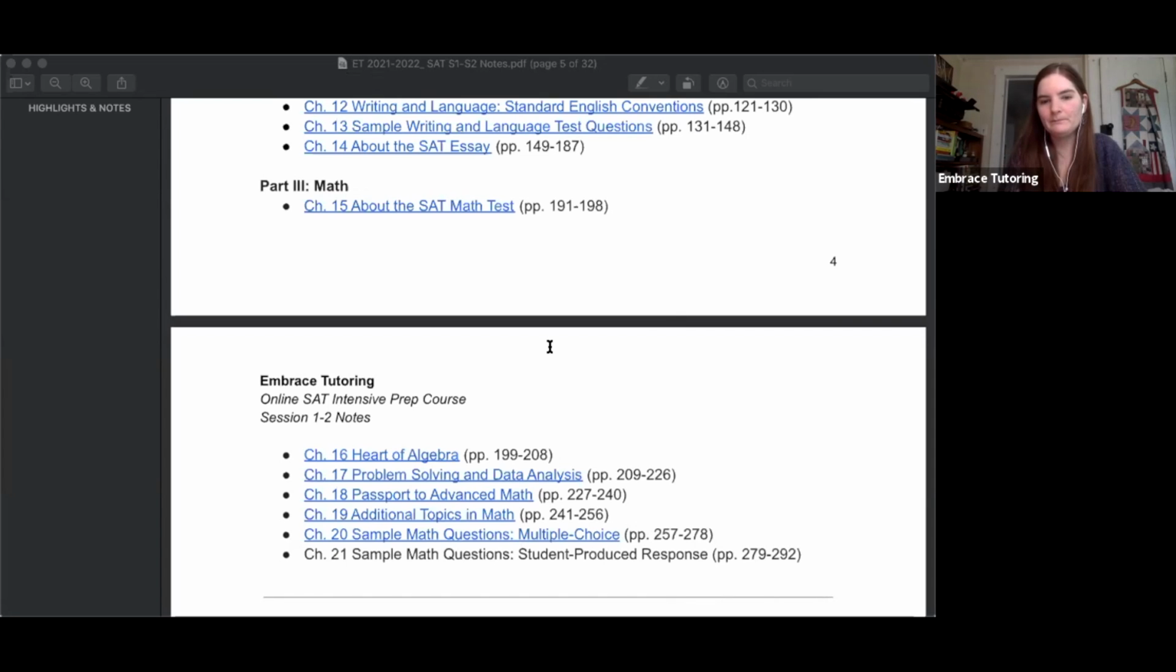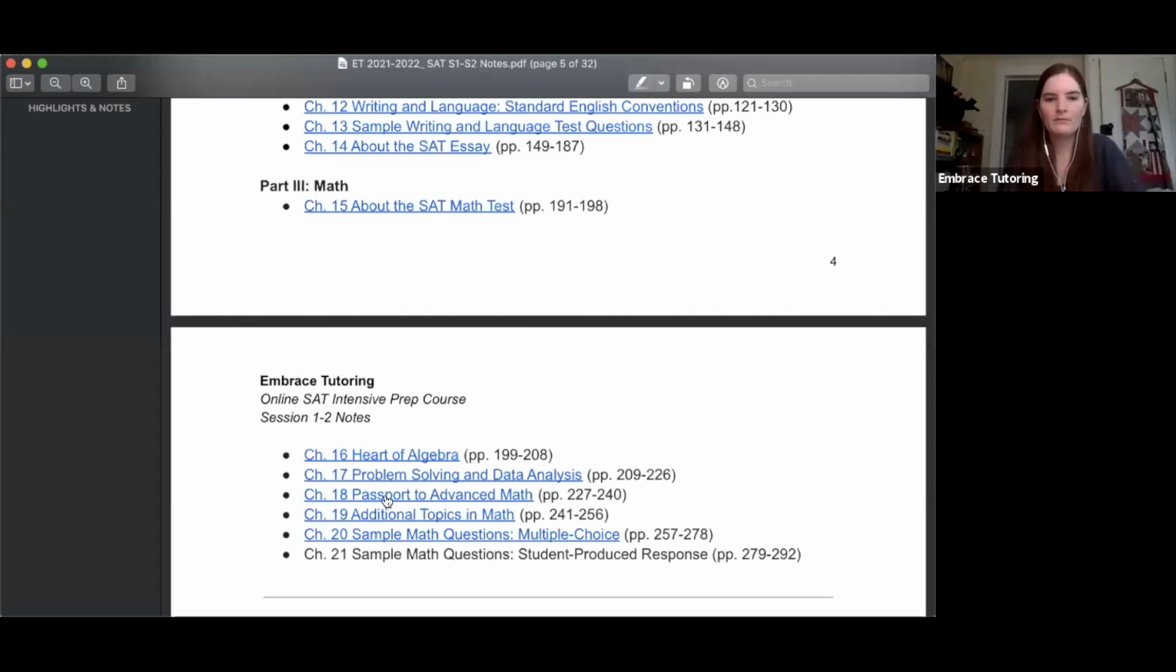Yeah. Okay. I do want to take a quick look at the other math section if we have time. We have a little bit of time left. So that was really the problem solving and data analysis type questions. And now we have, for passport to math, additional information.